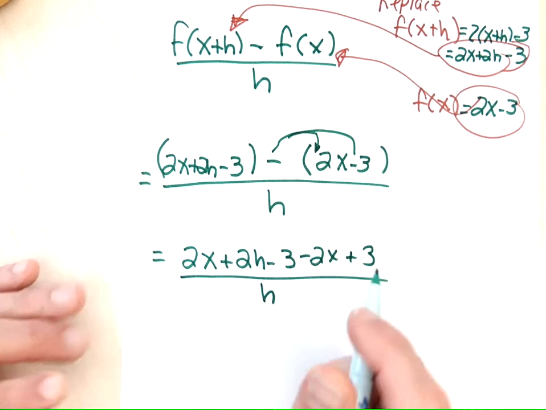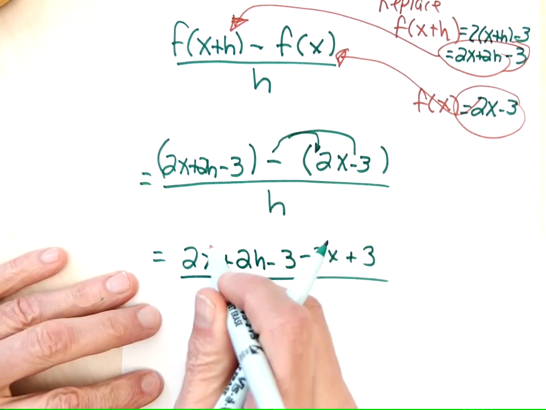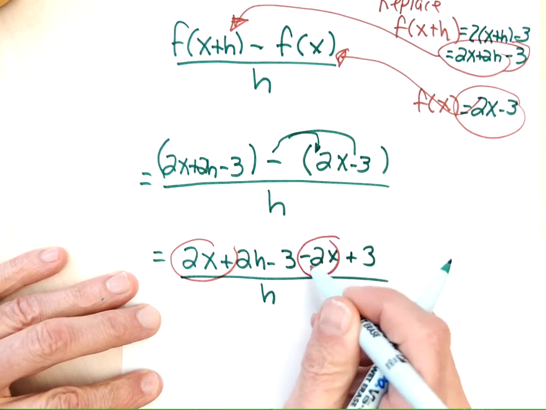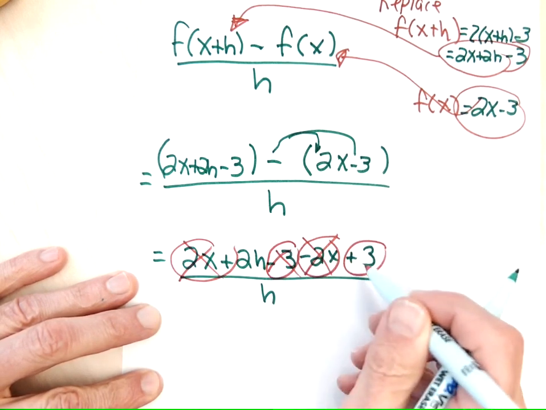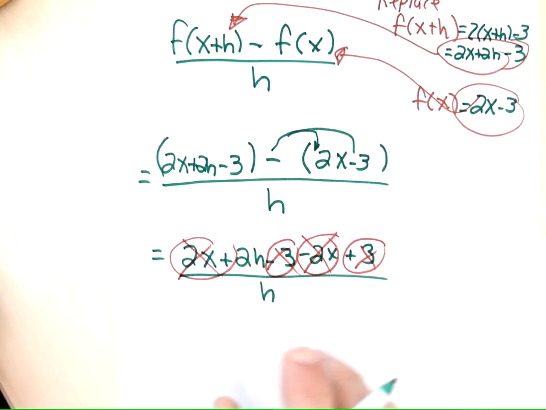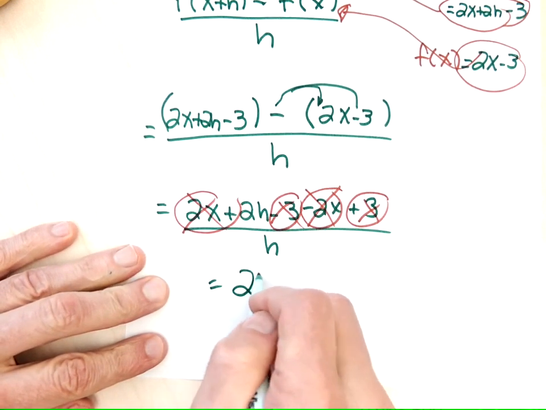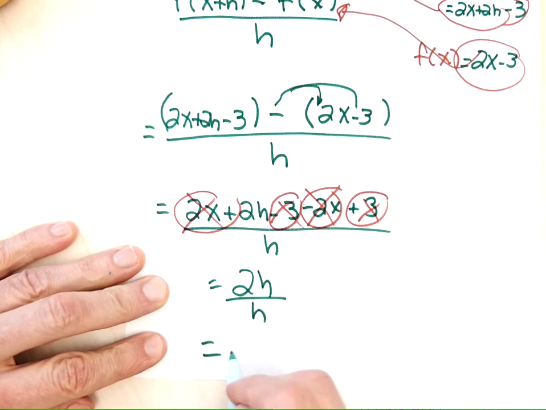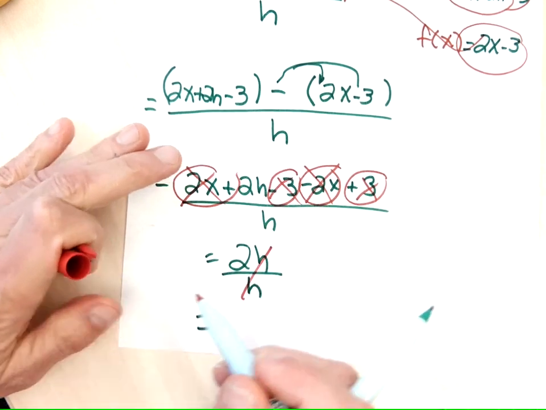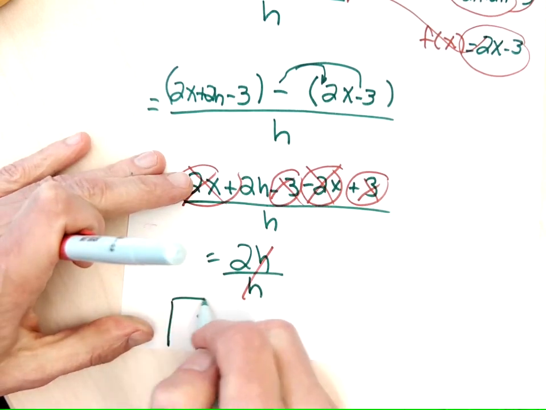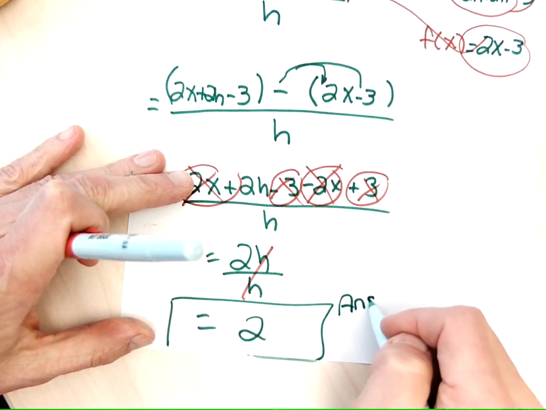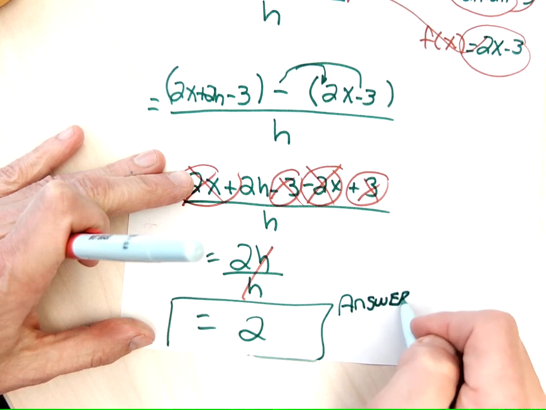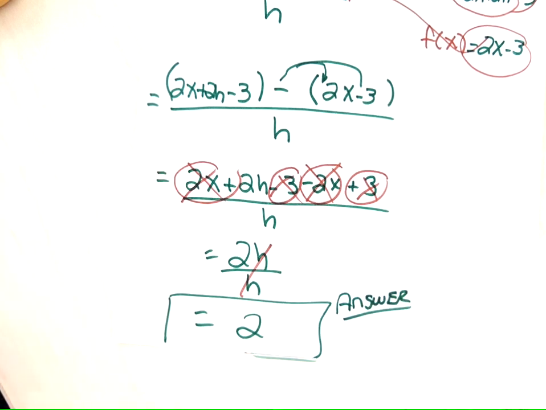Now in the numerator, I'm going to combine like terms. The 2x and the minus 2x will cancel. The minus 3 and the plus 3 will cancel. And I'll be left with 2h over h. And from there, the h's will cancel. And the answer to number 9, the difference quotient, is just the number 2. If you took calculus in high school, this has something to do with a derivative or the first derivative. Difference quotients are kind of related to something we do in calculus.